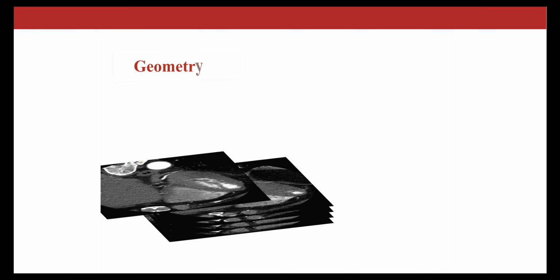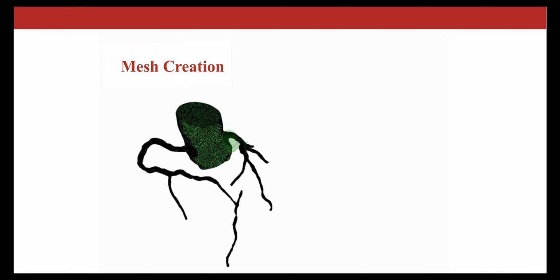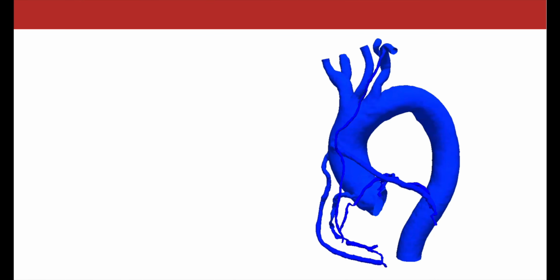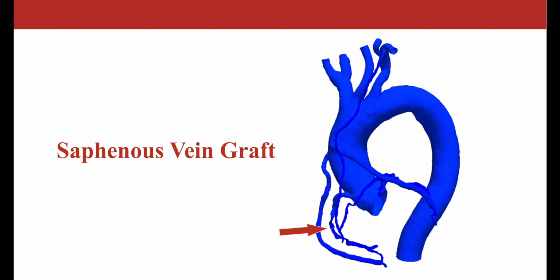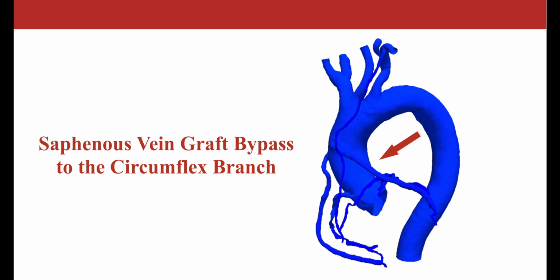To do so, we extracted the geometry of coronary arteries and 3D modeled a potential bypass grafting surgery, adding 3 different bypasses to the aorta. The 3 bypasses tested include the saphenous vein graft to the right coronary artery, the left internal thoracic artery to the left anterior descending artery bypass, and the saphenous vein graft bypass to the circumflex branch.